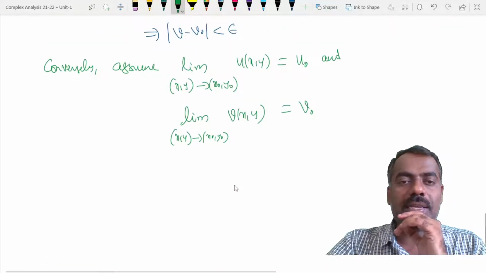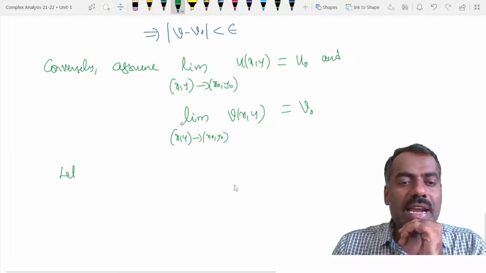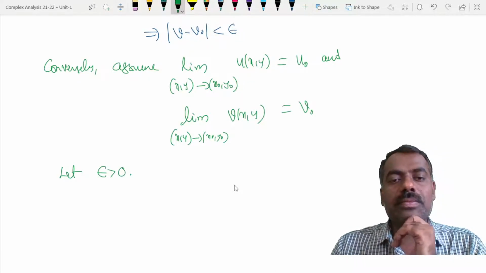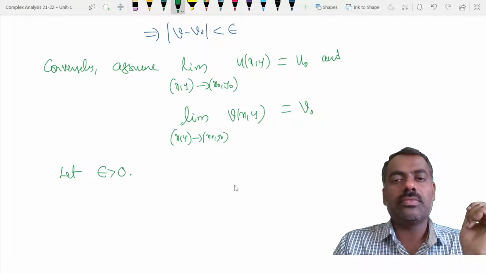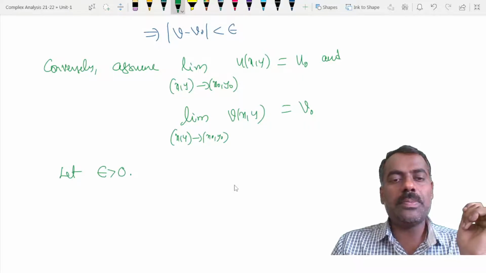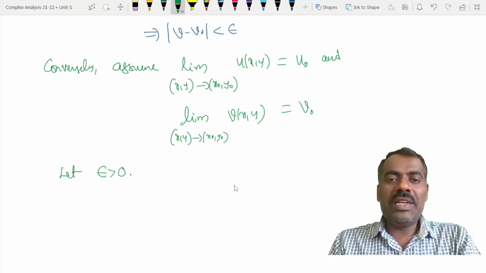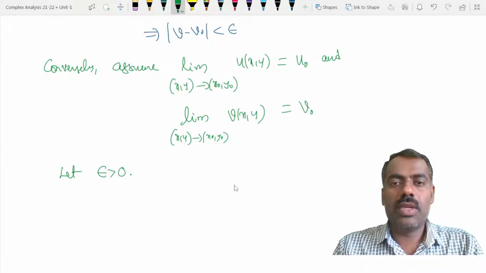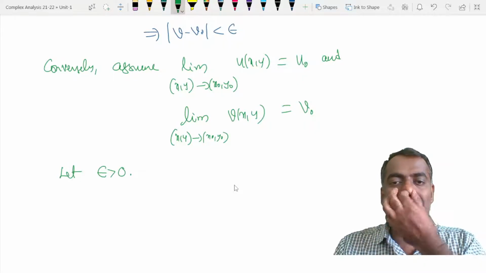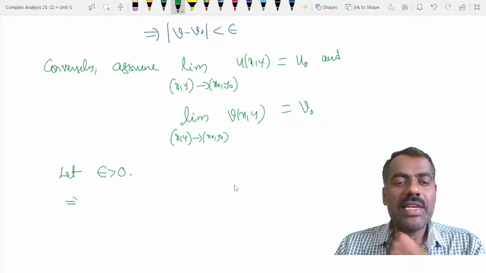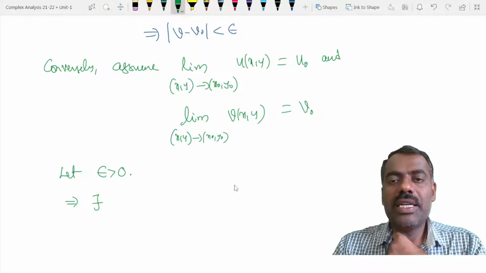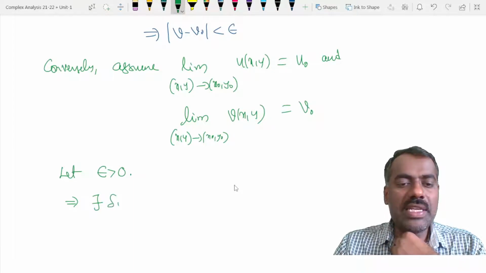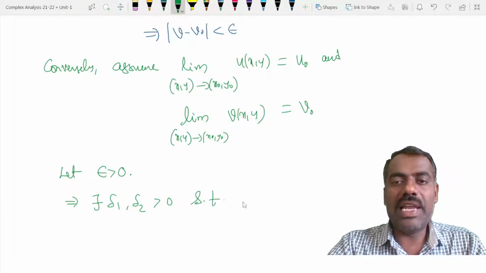Can somebody guess what should be the idea here? So start with let epsilon greater than 0. Then how will we proceed? From this point, two limits are given to us. What are those two limits? u naught and v naught. So the limit of u of (x, y) is equal to u naught. This implies there exists some delta, which we can call delta 1, and similarly for this limit you will get delta 2. So there exist delta 1, delta 2 greater than 0, such that what will we have?